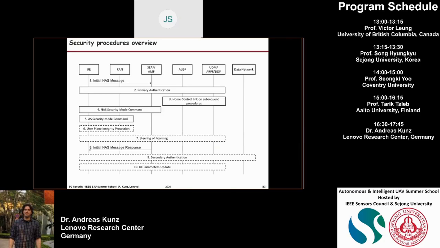Then there's some very new feature, that's the home control link to subsequent procedures, so that the UDM knows that the UE is successfully authenticated. Then we have the NAS security mode command. If this is successful, the RAN performs the access stratum security mode command. Then you can enable the security policy with user plane integrity protection. You could do the steering of roaming, which means the home network operator can send a list of preferred PLMNs or access technologies, and then you acknowledge the registration procedure.